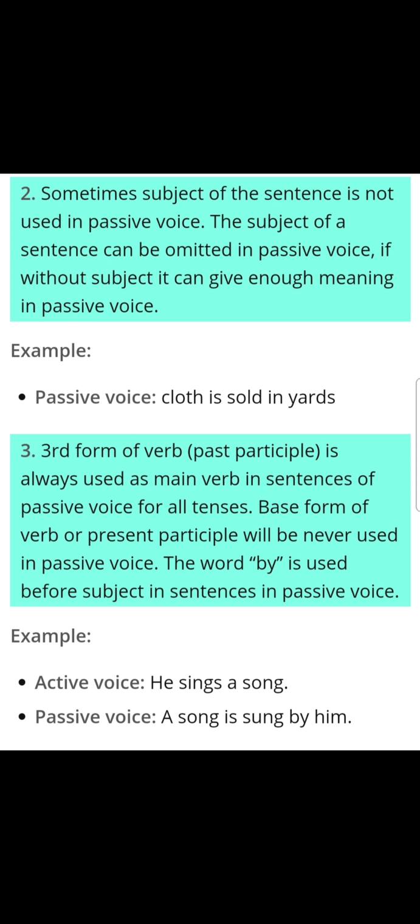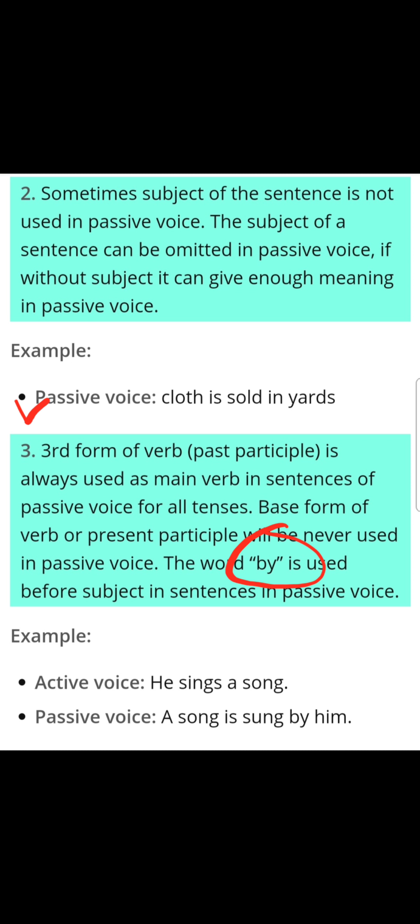Number 3. The third form of verb, the past participle, is always used as the main verb in sentences of passive voice for all tenses. The base form of verb or present participle will never be used in passive voice. The word by is used before the subject in a sentence in passive voice. Which word is used? By. Active: he sings a song. Passive: a song is sung by him.